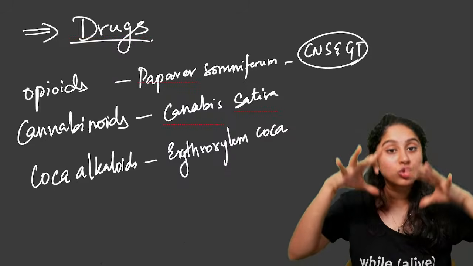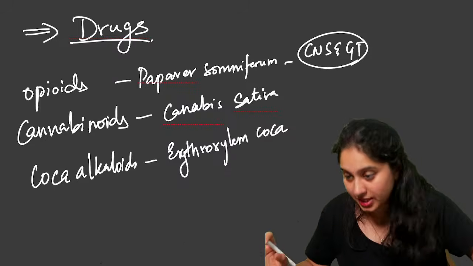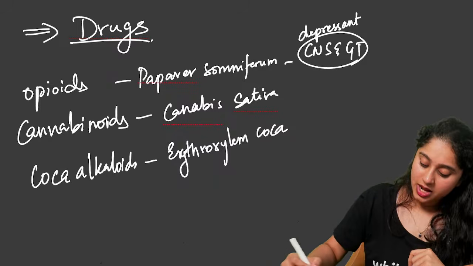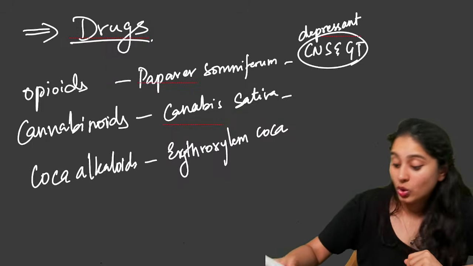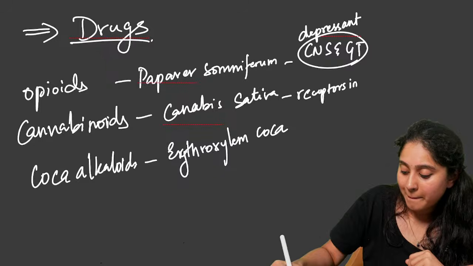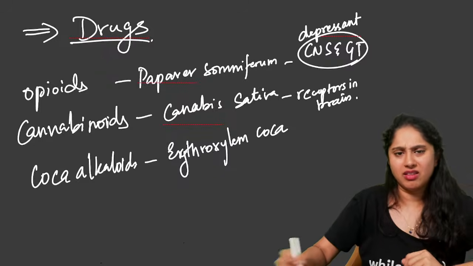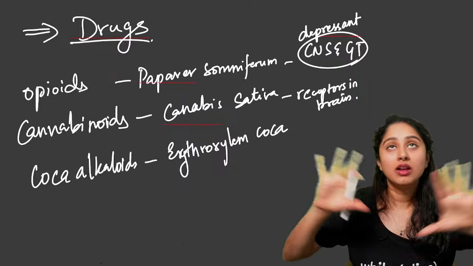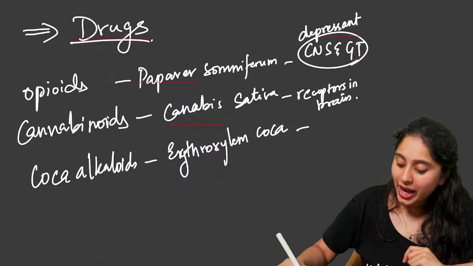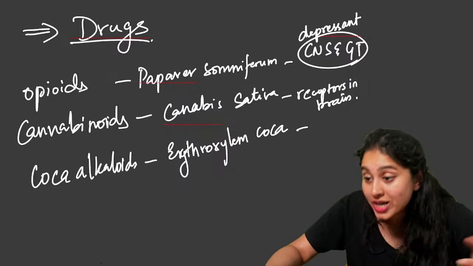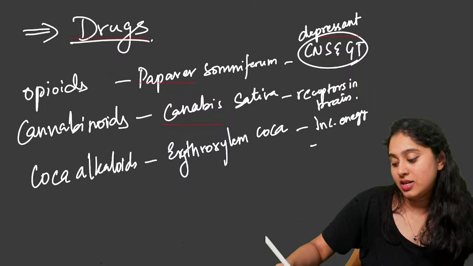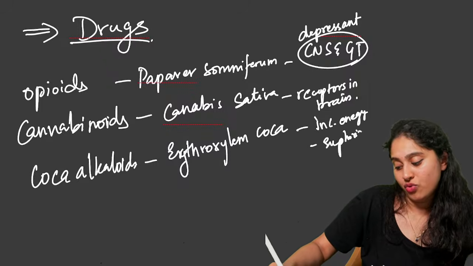They will slow down the body and act like a depressant. Now, if you look at cannabinoids, they bind to receptors in the brain. And same thing, they activate functions and make you feel like you have a sense of well-being, like a sense of euphoria. Now, cocaine or coca alkaloids basically do the same thing. They increase energy, and they give a feeling of euphoria.